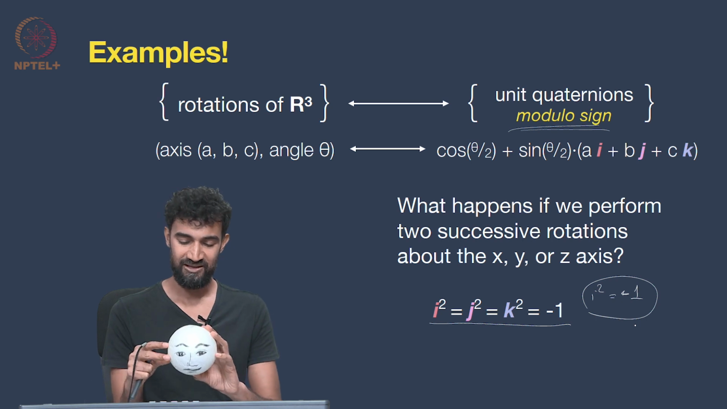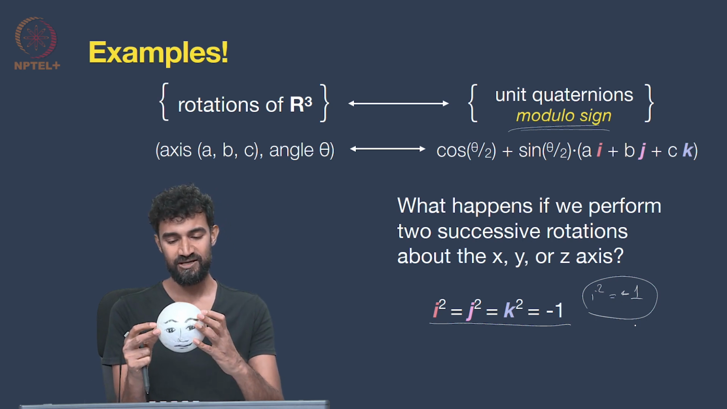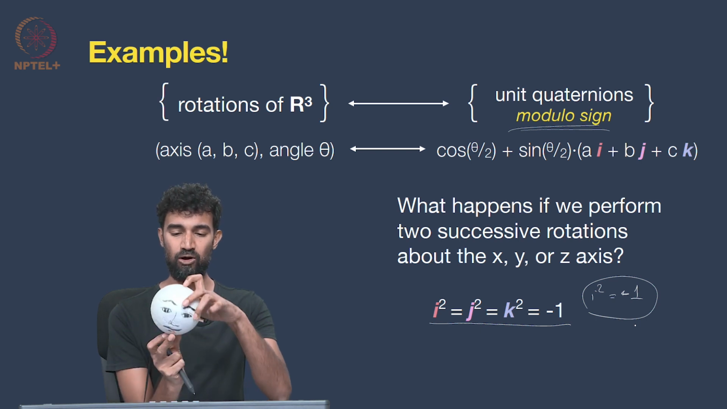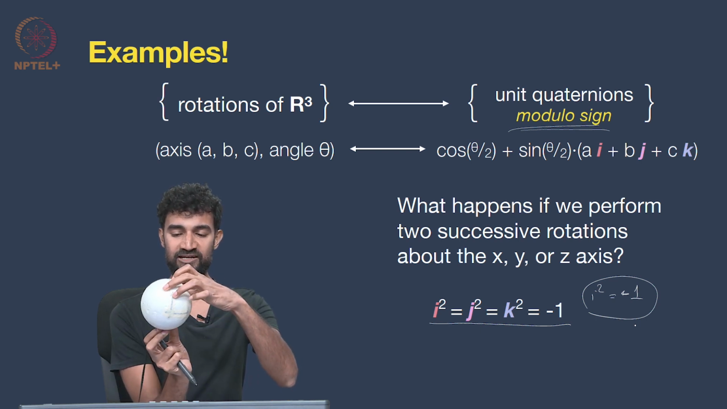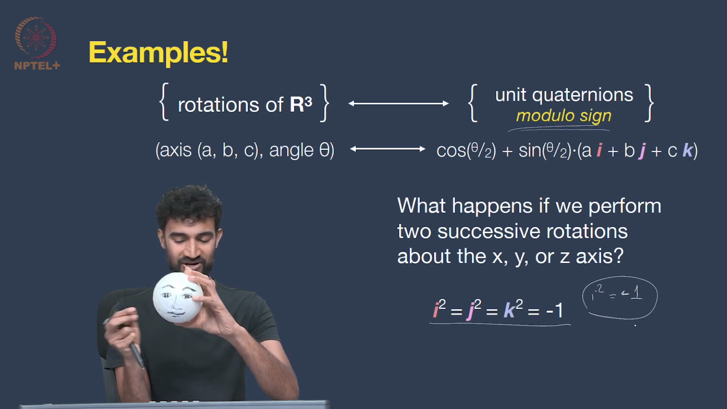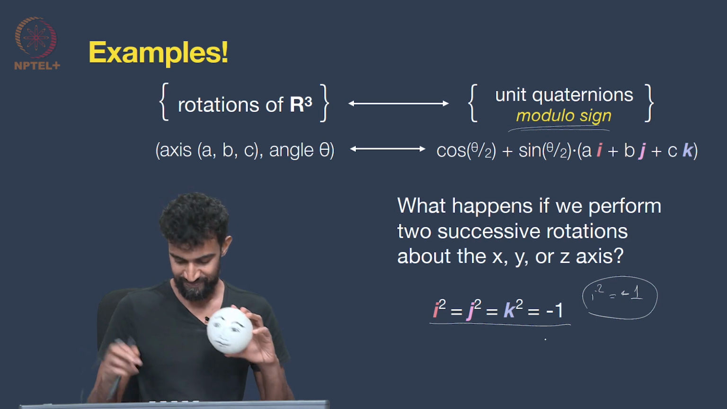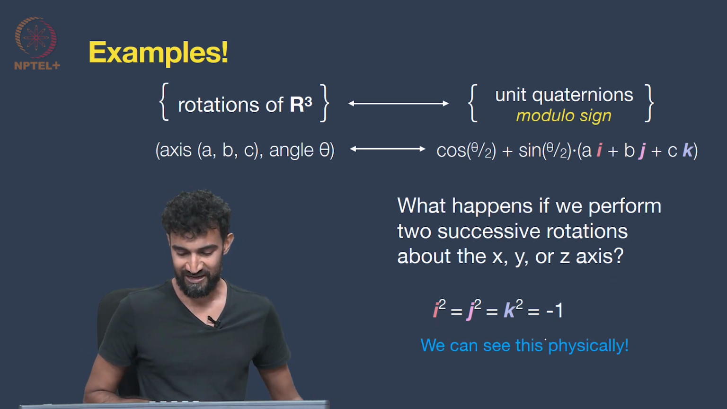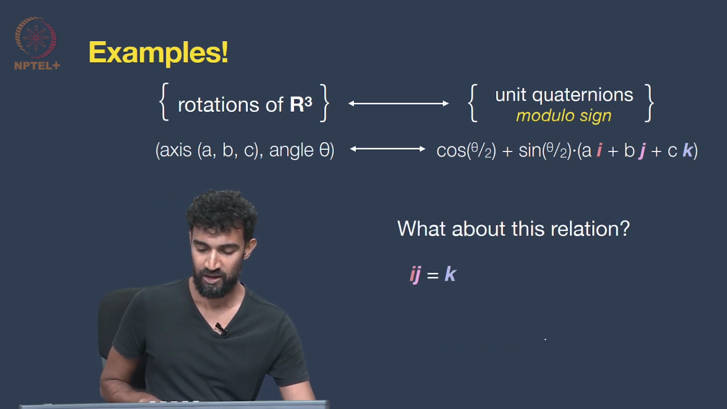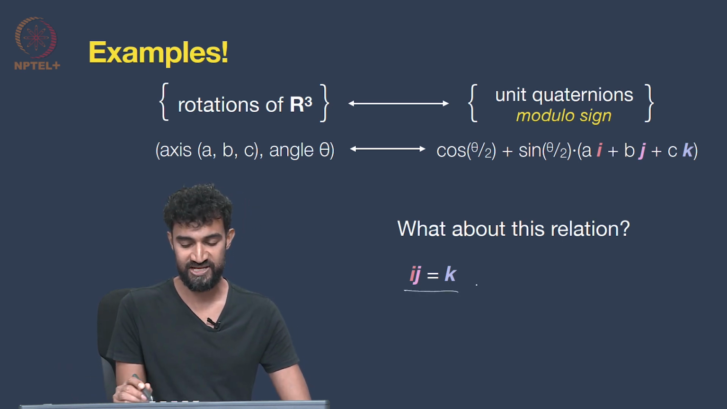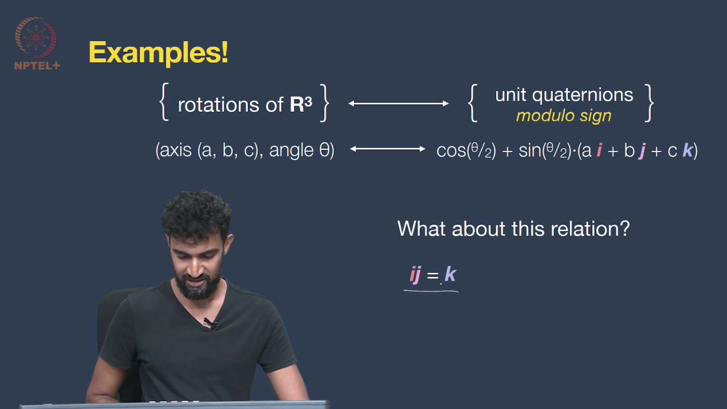Similarly, it's easy to see that a 180 about j followed by another 180 about j, or a 180 about k followed by another 180 about the z-axis, they all take you back to the identity. And we can actually see this physically. What about this other relation that involves an i and a j? In particular, it says that i times j is equal to k.